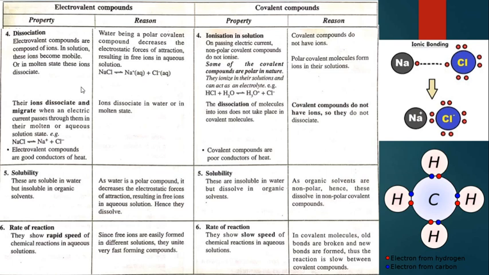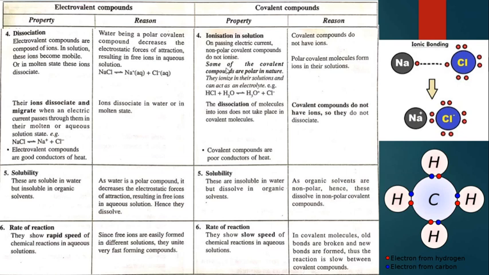So the ions dissociate in water or in molten states. Because of this reason, electrolyte compounds are good conductors of electricity.